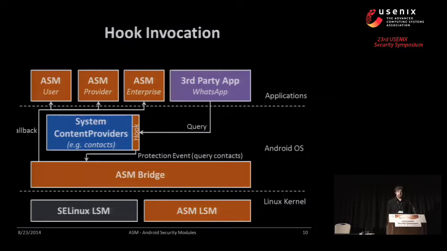For example, an ASM deployed by the user for privacy protection might restrict the WhatsApp application to only be able to access data which it fundamentally requires, such as the phone numbers of your contacts and their names. Whereas an enterprise ASM might filter out all enterprise contacts which are stored on the device.